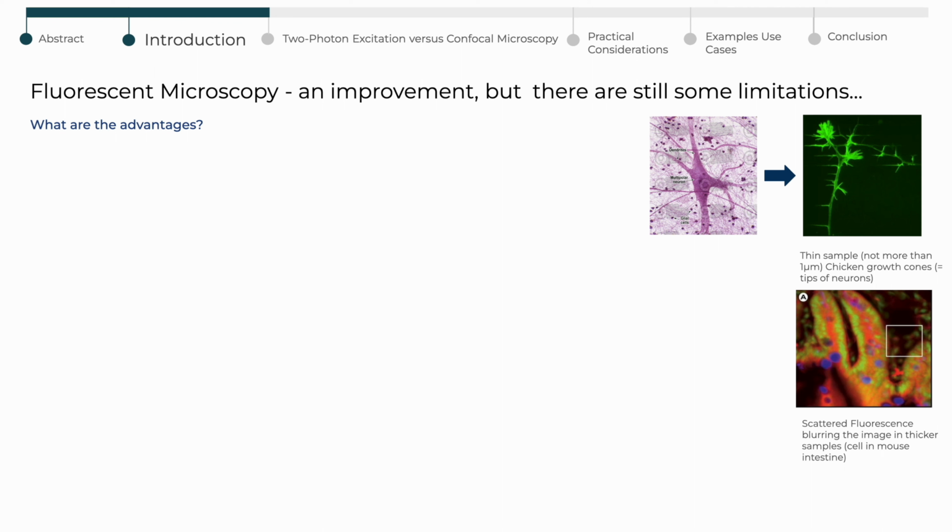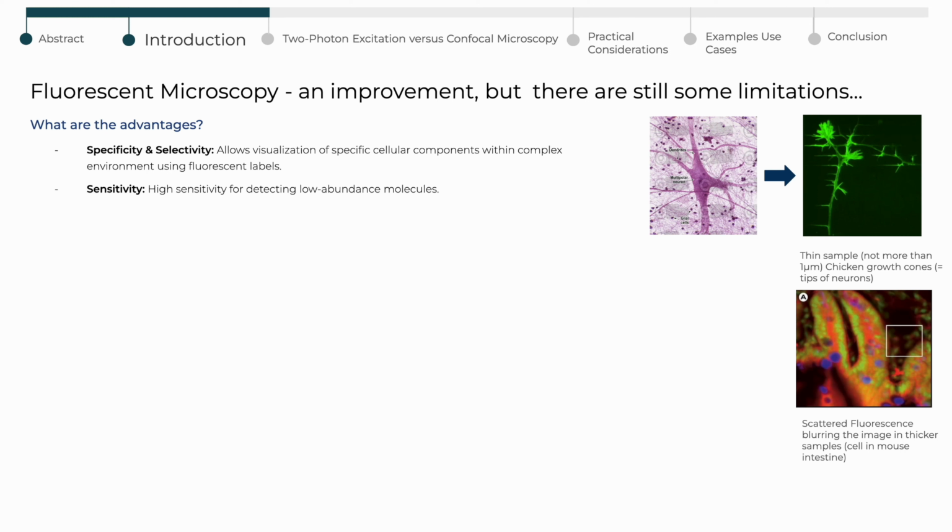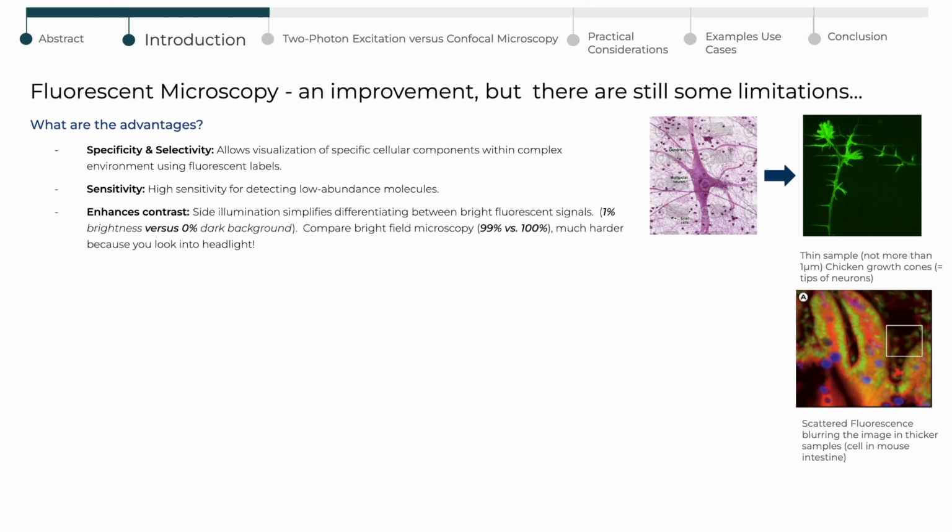The first advantage would be specificity and selectivity. Fluorescent microscopy allows for visualization of specific cellular components within complex environments using fluorescent labels. It is also highly sensitive for detecting low abundance molecules, and it enhances contrast. This goes back to what we talked about earlier. If the sample absorbs about 1% of the light and reflects it back, it will be 1% versus a 0% dark background. Now compare that to bright field microscopy, where you will have to differentiate between about 100% and 99% because you're looking directly into the headlight.